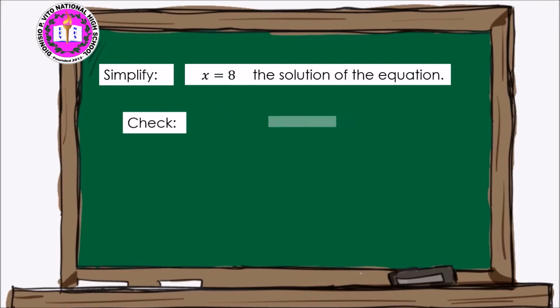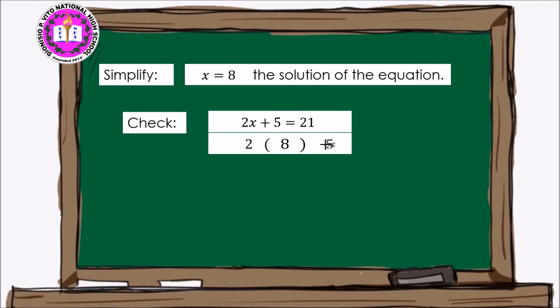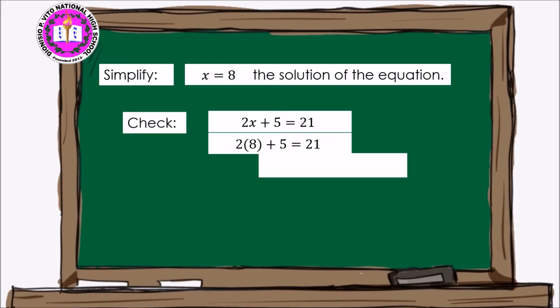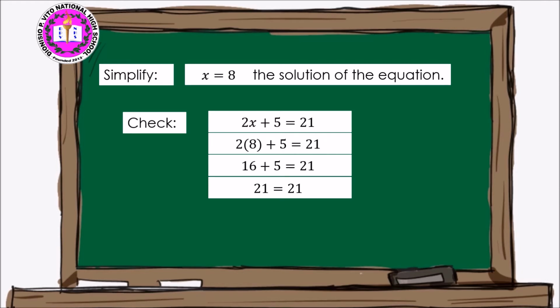So to check that, we have 2x plus 5 equal to 21. So we're going to substitute the value of our x, which is positive 8. So we have 2 times 8 plus 5 equal to positive 21. Then we have 2 times 8 is equal to 16, plus 5, which is equal to 21. Then we have 16 plus 5 is equal to 21, which is equal to 21 also.